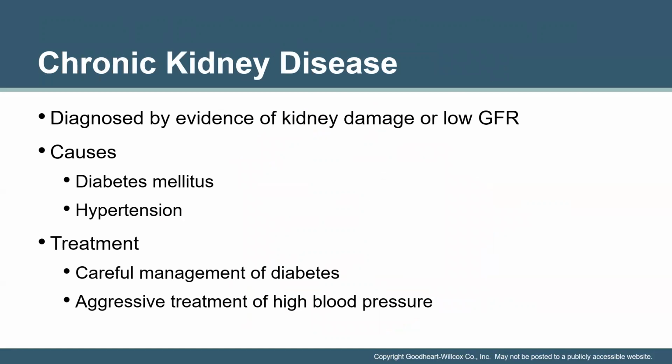Chronic kidney disease, diagnosed by evidence of kidney damage or low GFR, can be caused by diabetes or hypertension. Again, that glomerulus, as the blood's coming in, has some local controls so that the pressure coming into the glomerulus isn't super high.